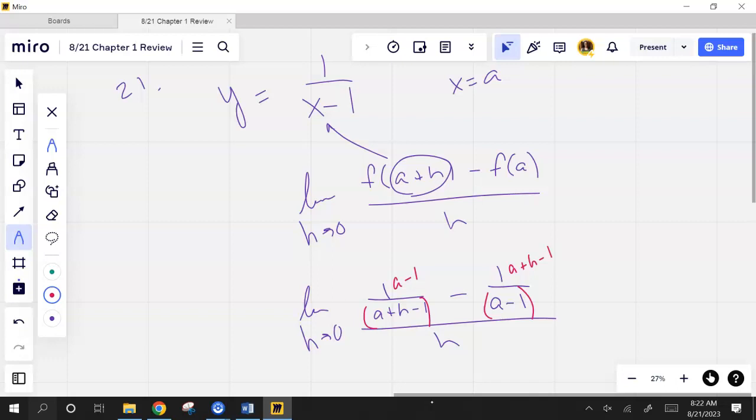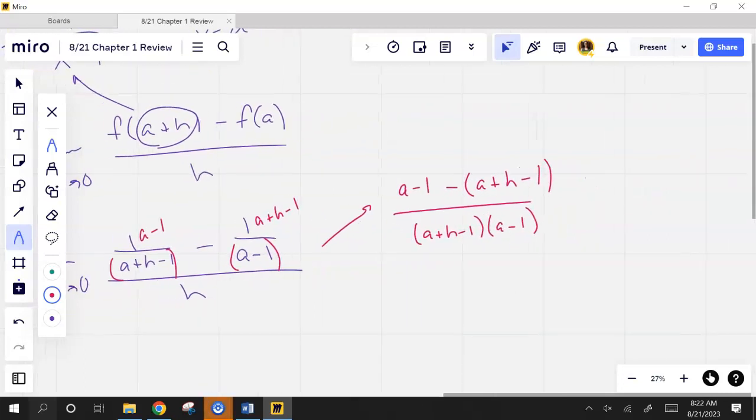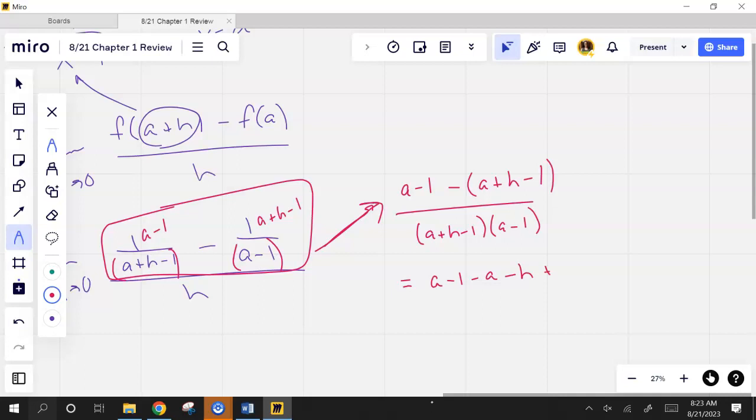Okay, so I'm just going to come off to the side and work with this for just a minute. I got a minus 1 minus a plus h minus 1. Watch that minus sign. a plus h minus 1, a minus 1. Remember, I've just pulled this out. I'm just working with just this off to the side, so I don't get confused with my problem. So what this really is: a minus 1 minus a minus h plus 1.